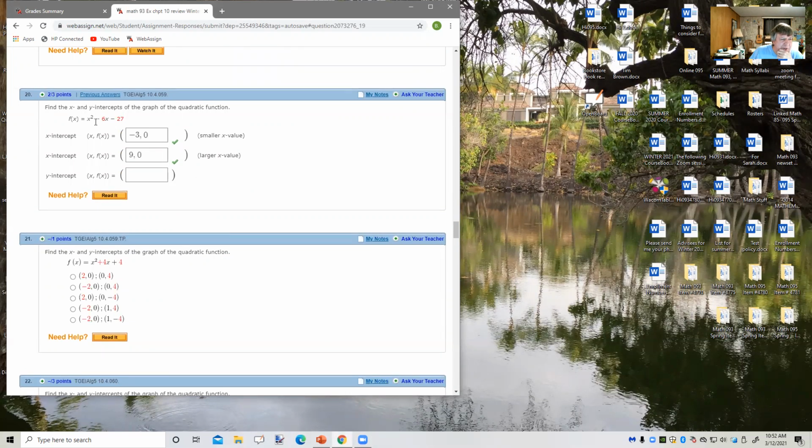Now, to find the y-intercept, you set x equal to 0. Well, if x is 0, this term turns to 0. This term turns to 0. So what you've got left is that c value, -27. So the y-intercept would be at 0, comma, -27.